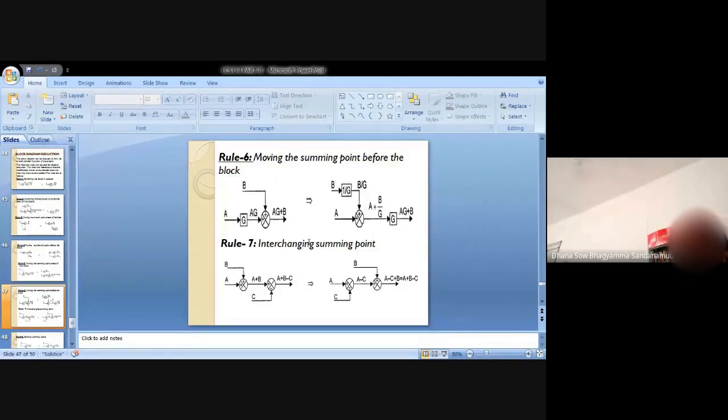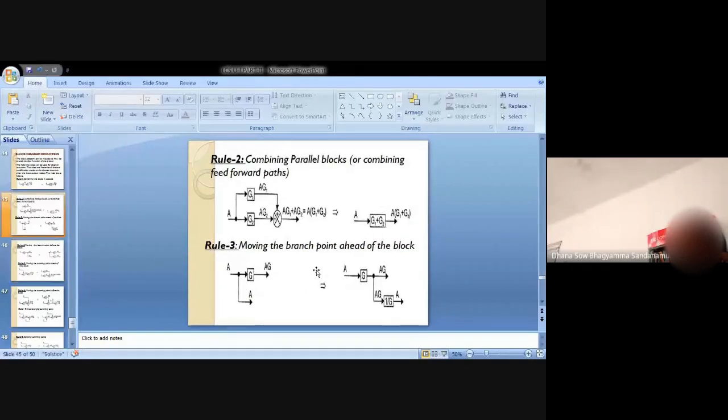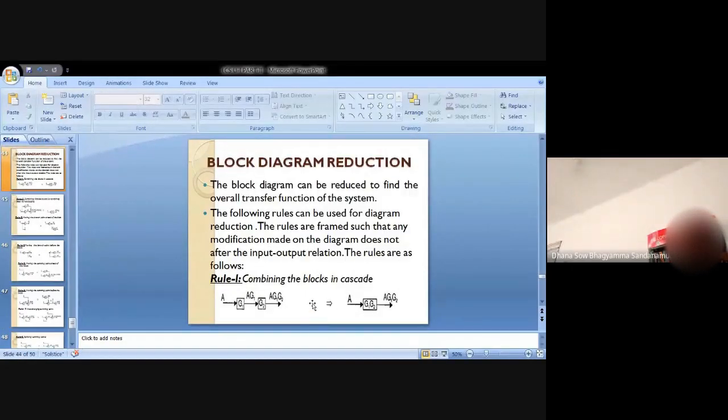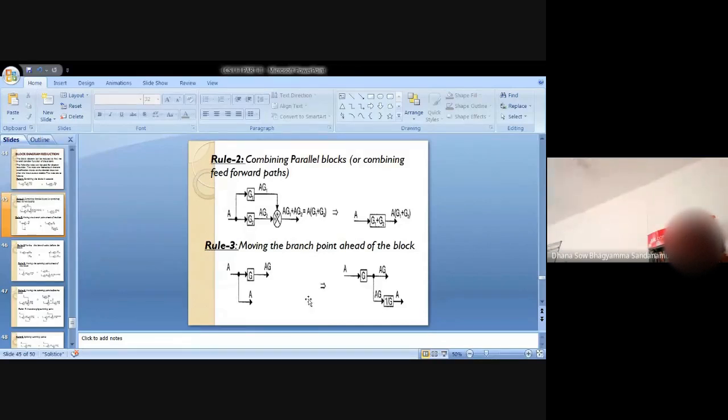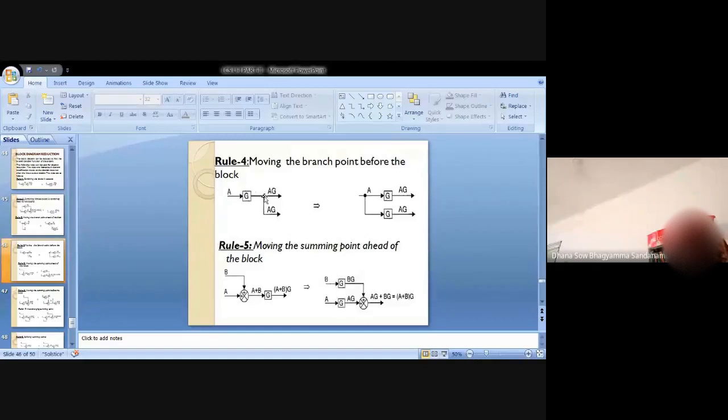If it is confusing, series and parallel is easy. Once again, I will tell you from rule number 3, in simple words. Whenever, I'm sorry, it's not the summing point, it is the branch point. Whenever the branch point is to be moved ahead of the block, a block 1 by G will be introduced in it. Whenever the branch point is moved behind the block, a block G should be inserted in it.